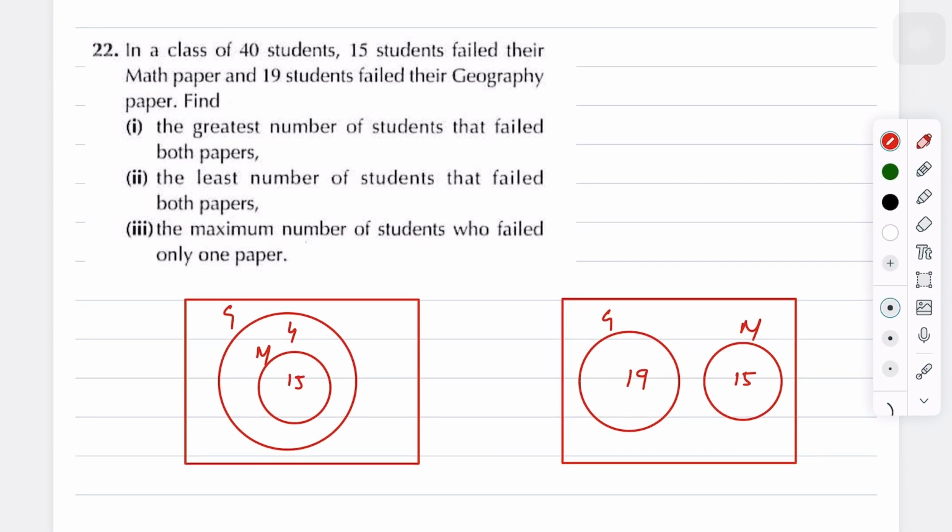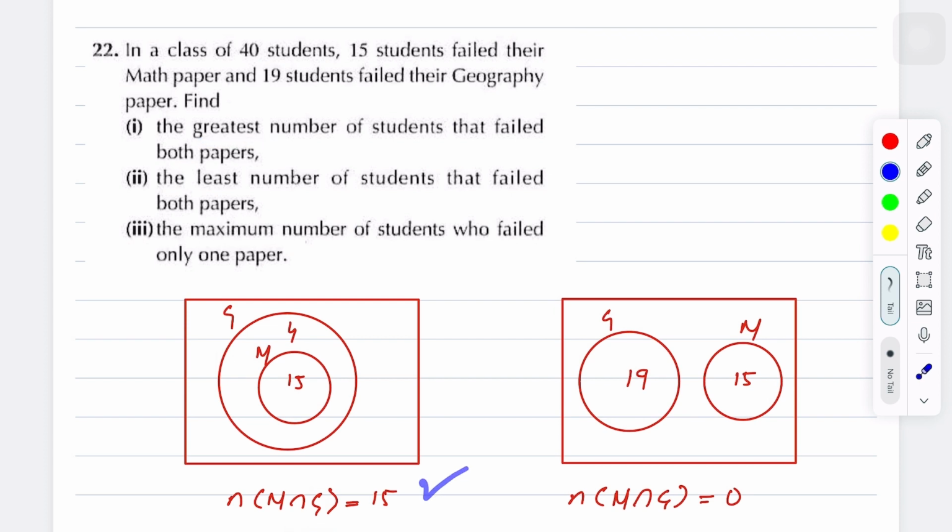Now, first part is the greatest possible number of students that failed both papers. So failed both papers means they are asking about the intersection of these two, and that is 15. On the other hand, if we find the intersection, that means the number of students who failed in both subjects, that is 0. So these are the two possibilities, and they were interested in the greatest possible answer. So we will write this. So the least number of students will be 0. So you will write M intersection G is 0.